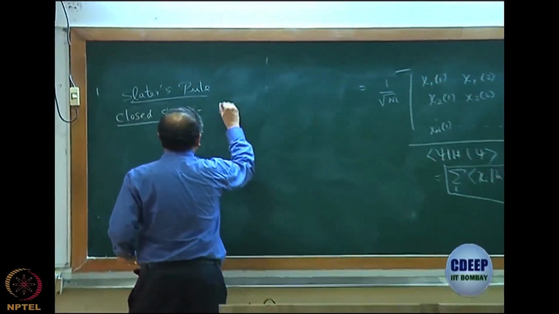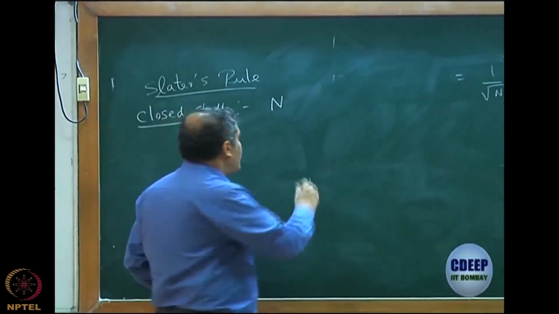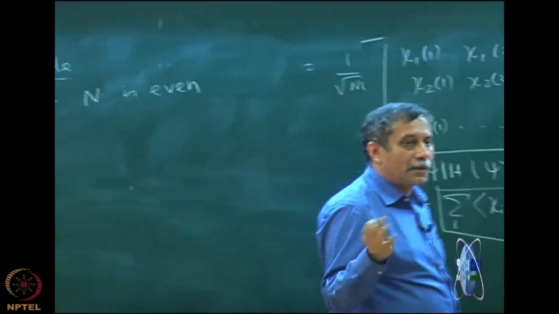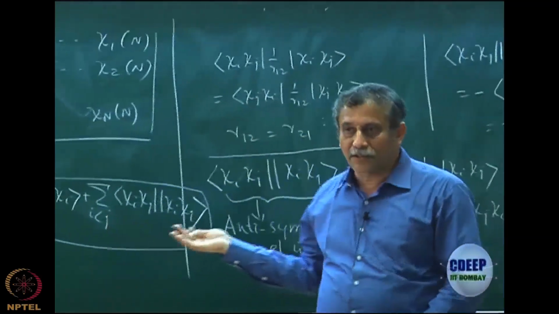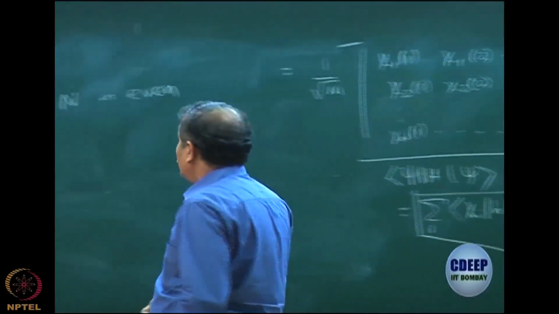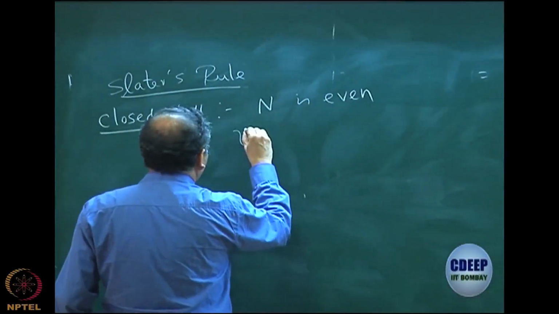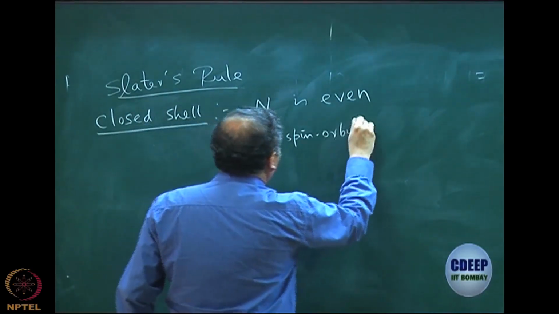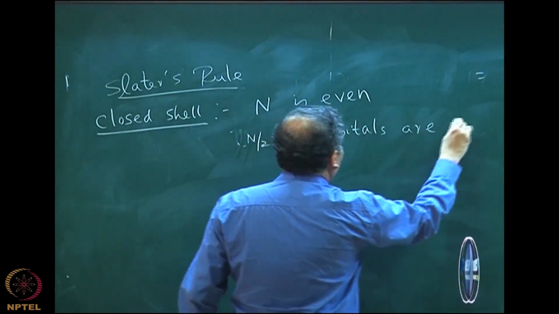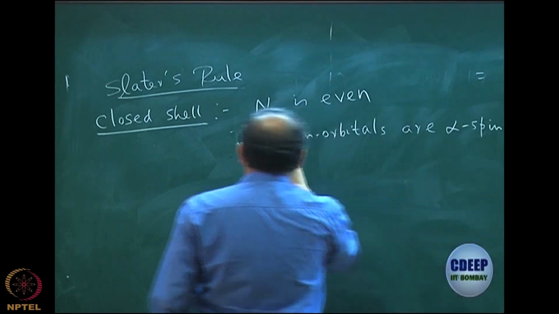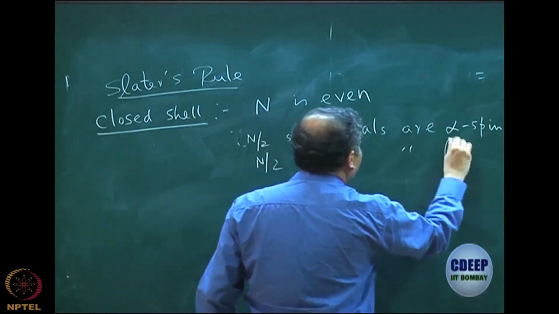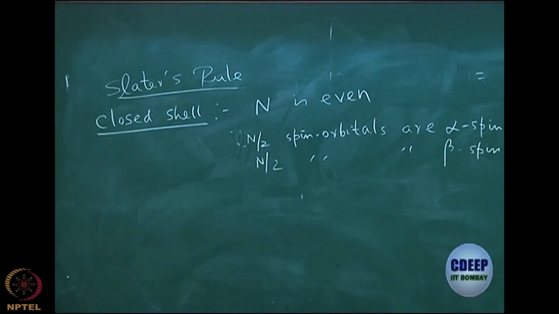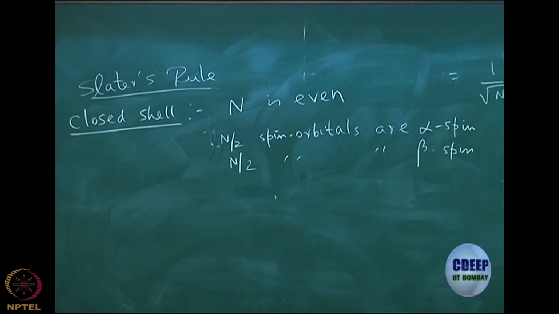First of all, the number of electrons, or number of spin orbitals, is even. That is very important. You can talk in terms of the number of spin orbitals because it's a determinant, so that means the number of electrons. So n is even. Out of this, n by 2 spin orbitals are alpha spin, and the rest of the n by 2 spin orbitals are beta spin. Is it clear? Because each spin orbital has a spin part and a space part. So for the spin part, half of them are alpha spin, half of them are beta spin.